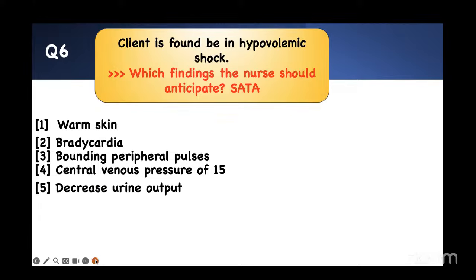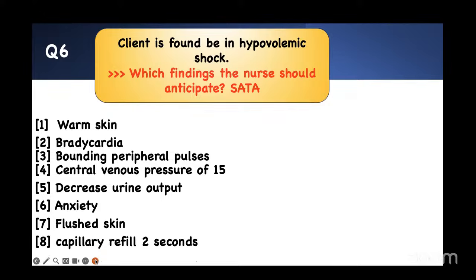Do you see a decreased urine output? Do you see a patient who is anxious? Do you see a flushed skin? What do you think? And do you see a capillary refill of 2 seconds? What do you think? If you see a patient who is in hypovolemic shock, what do you think? The definition of shock is your answer.